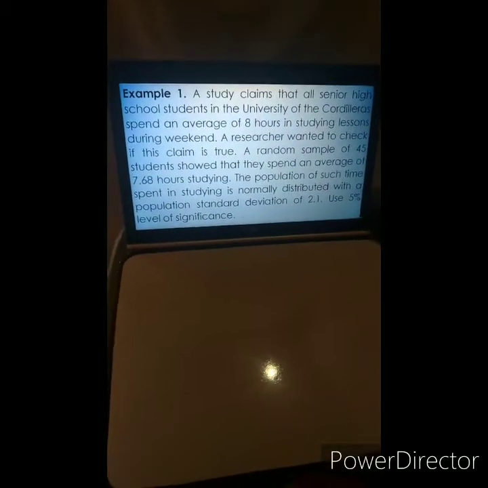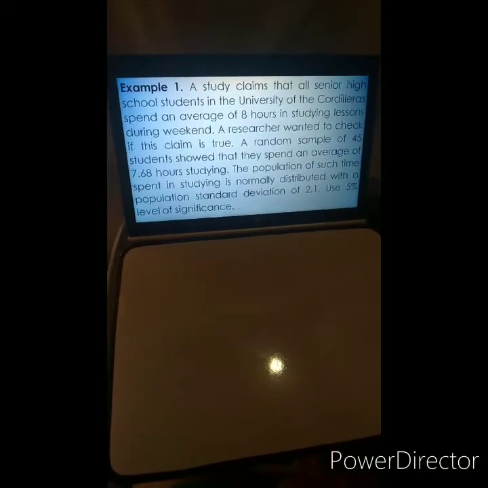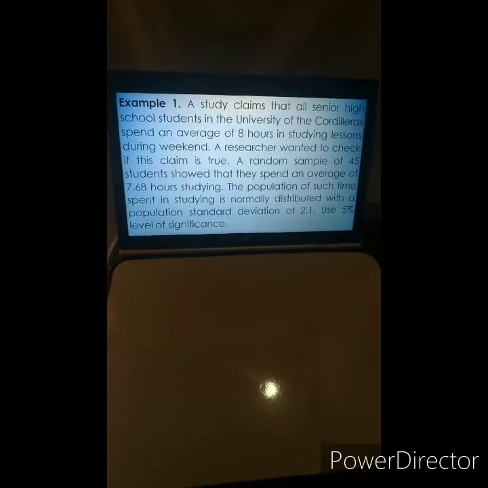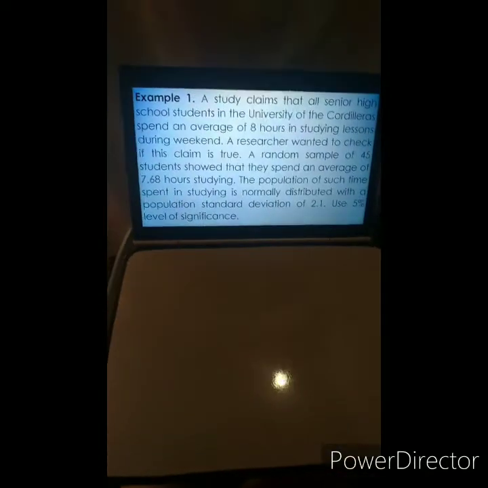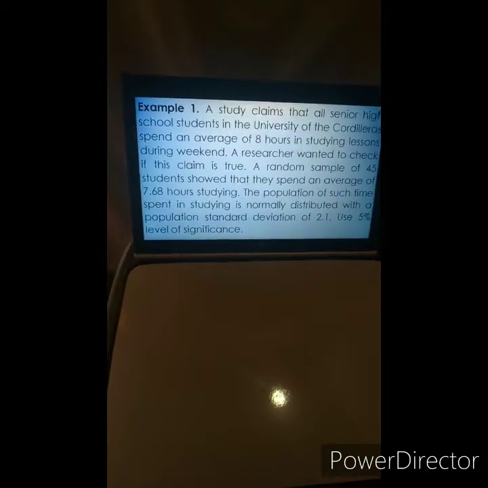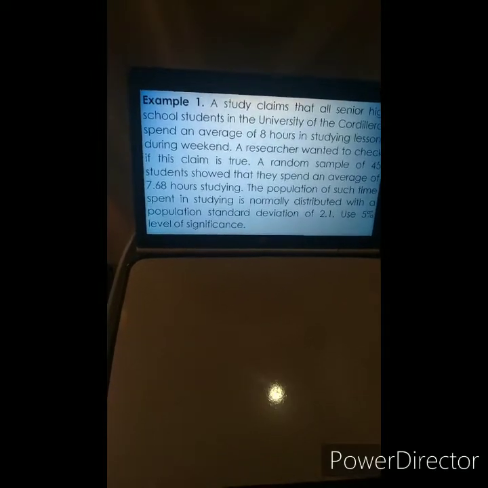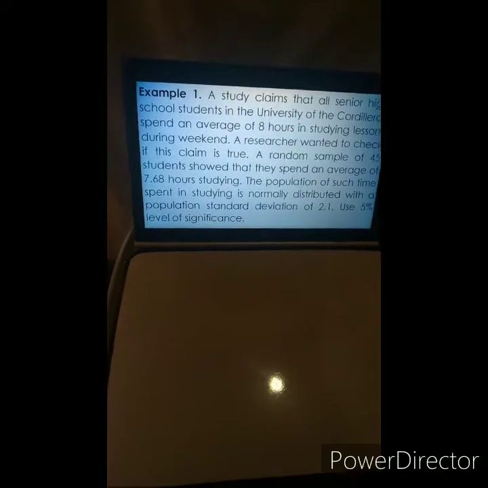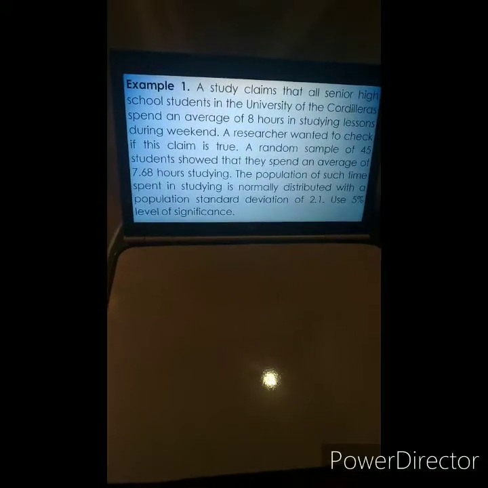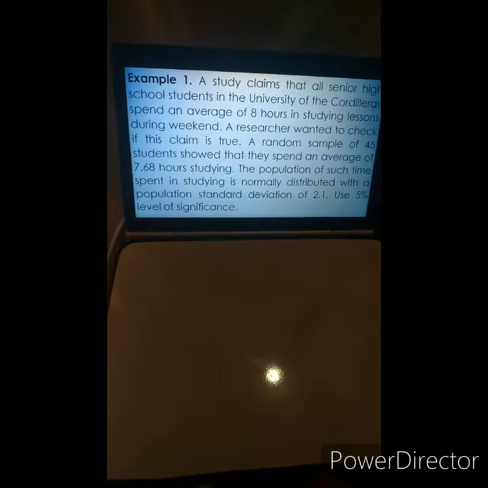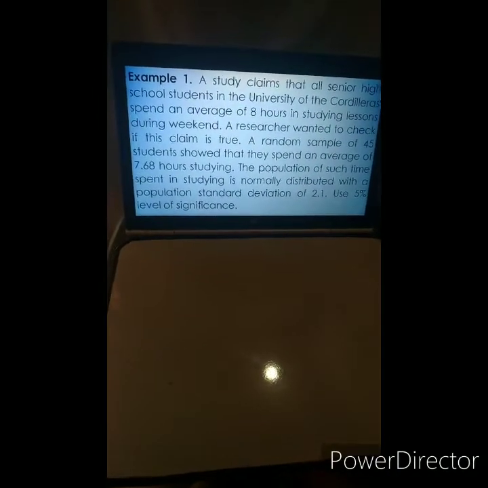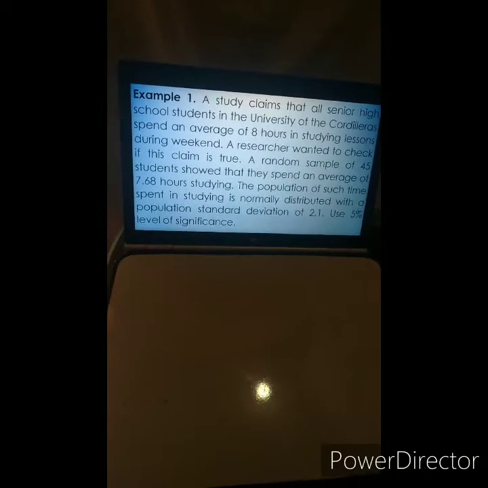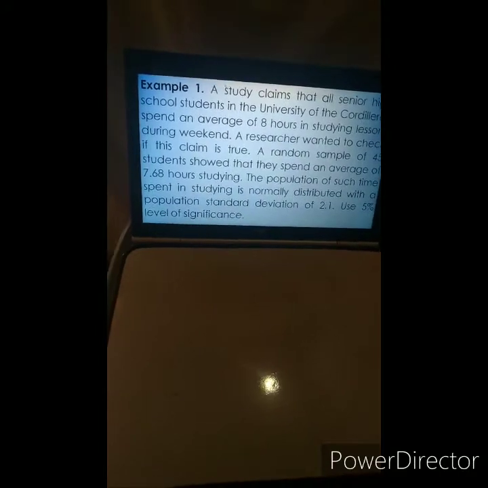Alright, so now let's have an example of what we have discussed a while ago. A study claims that all senior high school students in the University of the Cordilleras spend an average of 8 hours studying lessons during weekends. A researcher wanted to check if this claim is true. A random sample of 45 students showed that they spent an average of 7.68 hours studying. The population of such time spent in studying is normally distributed with a population standard deviation of 2.1. Use 5% level of significance.